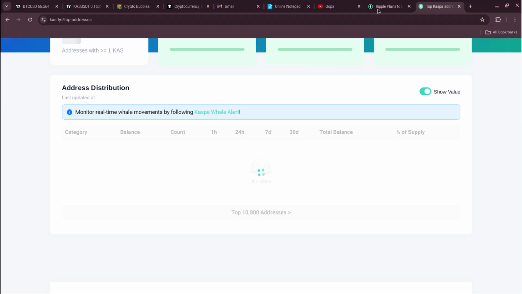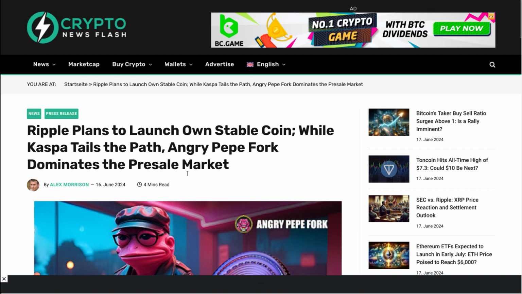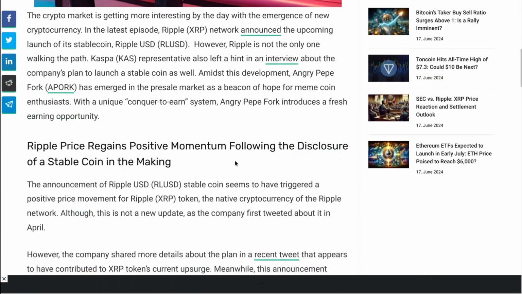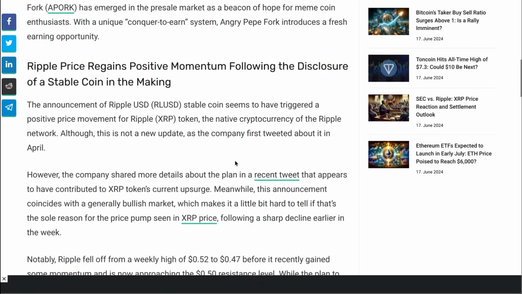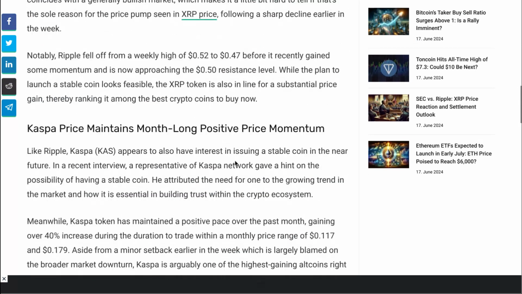Let's head to the article here. I don't want to waste any of you guys' time at all. Ripple plans to launch its own stablecoin while Kaspa tails the path. All right, check this out. This is awesome. All right, we'll go down. Good for XRP. I love Ripple. Great company. Fantastic. I support them all I can.